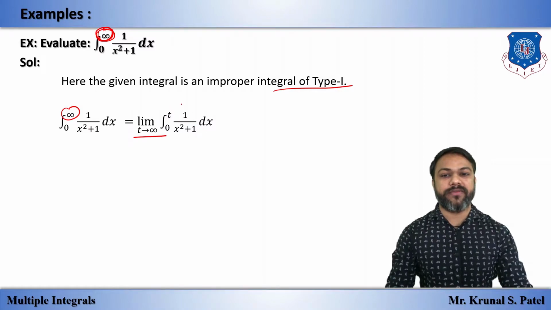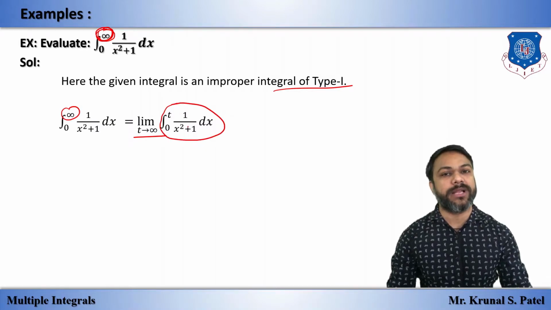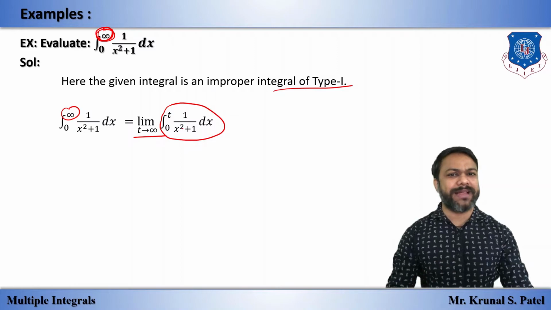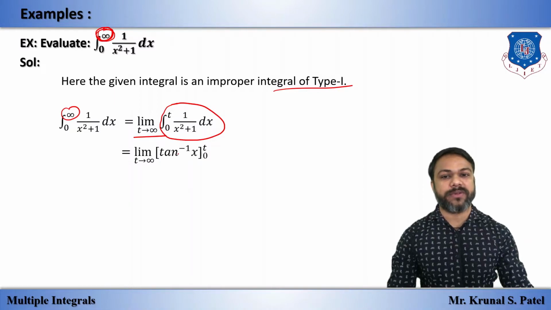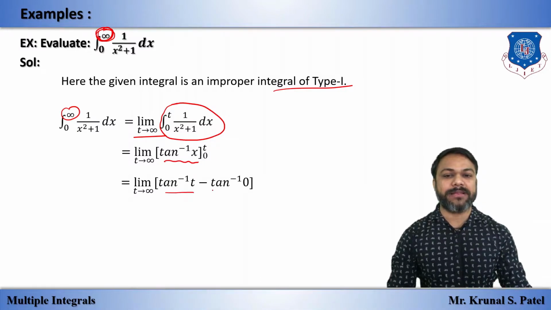Now first we will find the value of this integration, and we know the integration formula. We have to use only the basic standard integration. So we have 1 upon x square plus 1, and the integration of 1 upon x square plus 1 is tan inverse x, upper limit minus lower limit. So tan inverse t minus tan inverse 0. Tan inverse 0 is 0, so this will be 0.